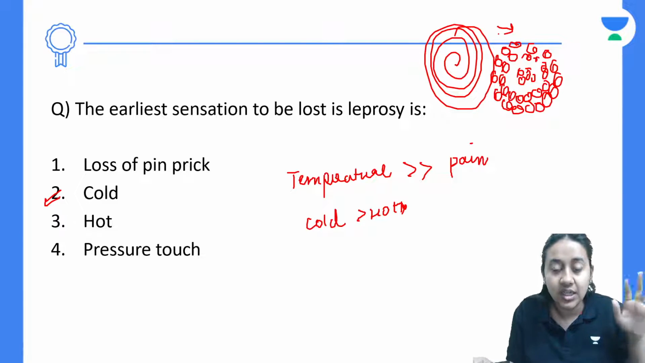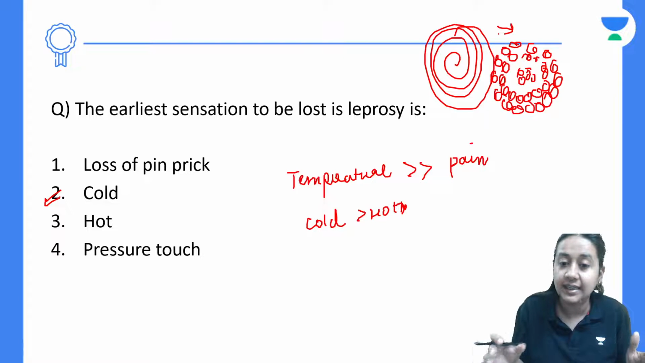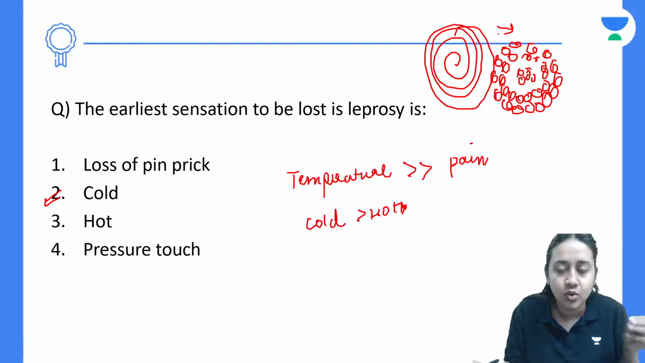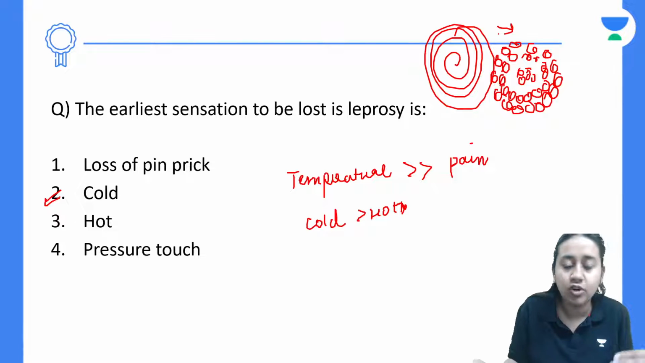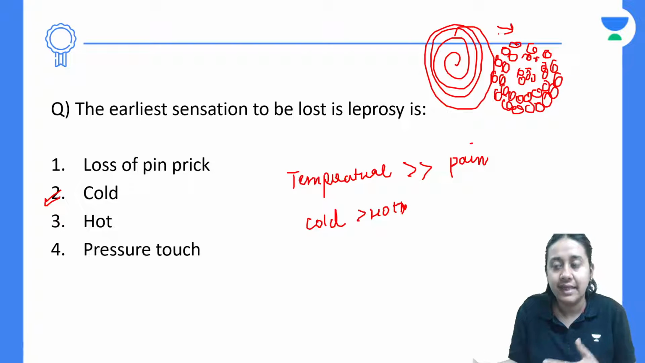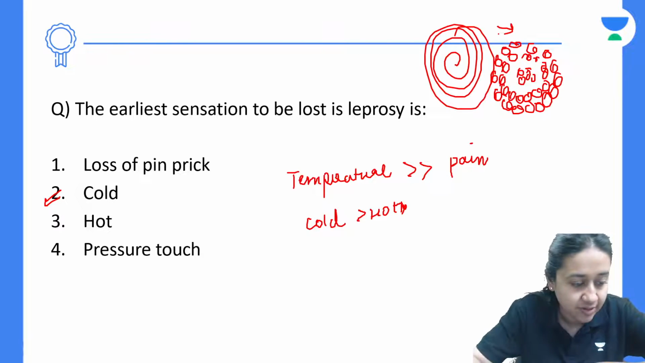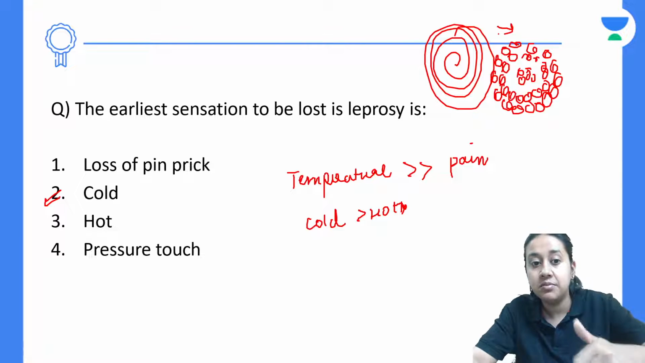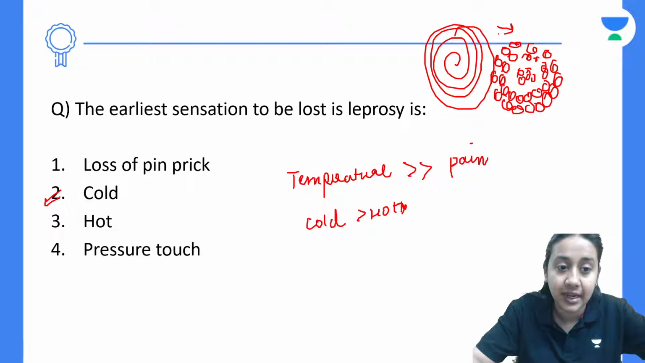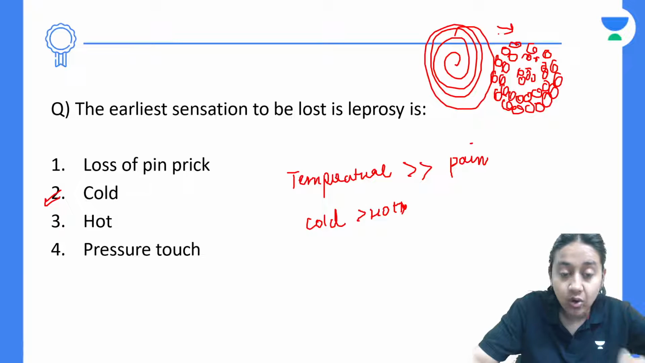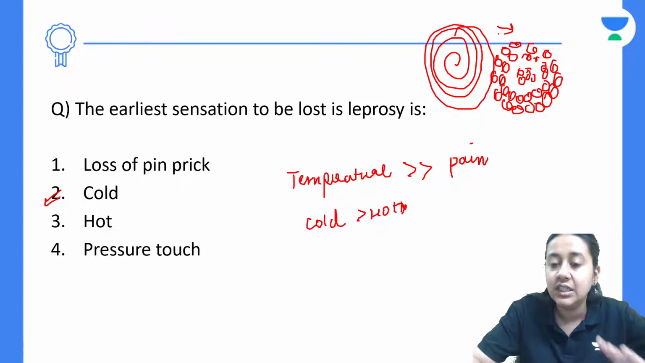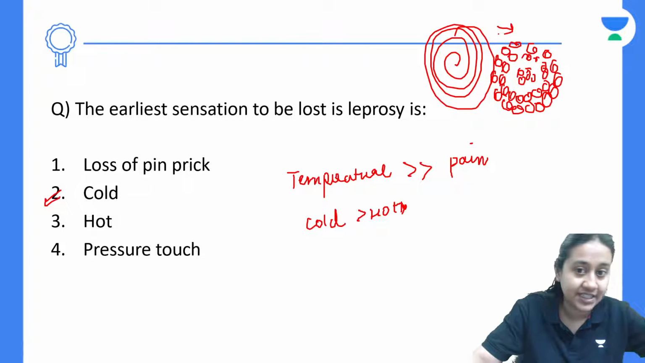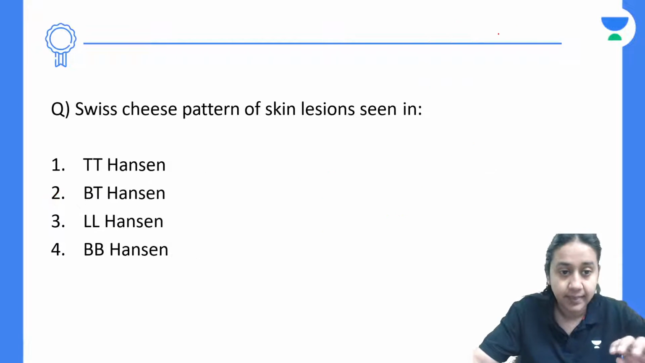Clear, all of you? So the earliest sensation to be lost in patients of leprosy would be cold, followed by hot, and then pain, touch and pressure, etc. Please remember the fibers carried by the posterior column tract, that is vibration sensation, proprioception, and deep touch, are never affected in patients of leprosy. So you will never see loss of vibration, proprioception, etc. in a patient of leprosy.